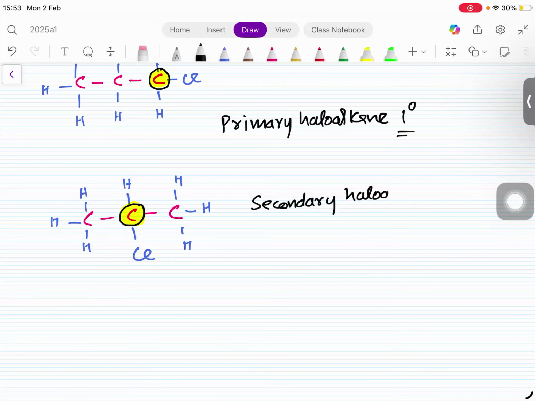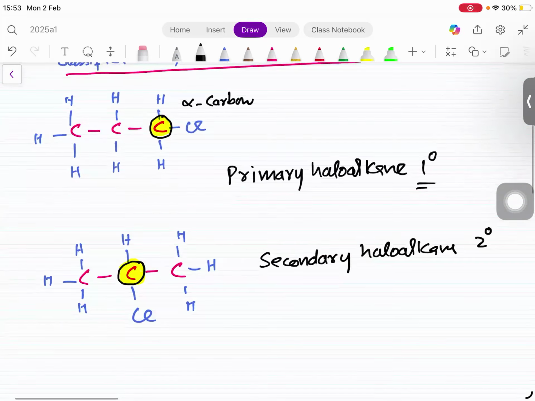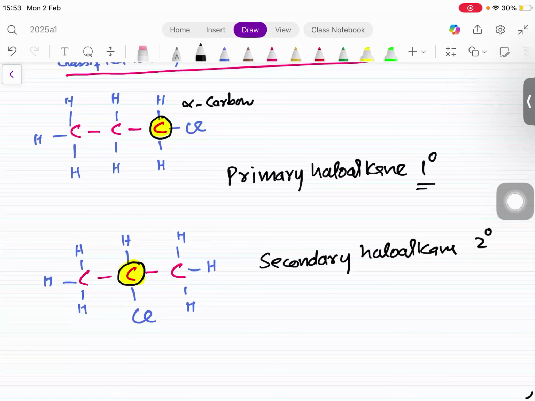Or you can also keep in mind that when the halogen is attached to a carbon other than the terminal carbon, it's a secondary haloalkane; if it is the terminal carbon, it's a primary haloalkane. If it is attached inside the chain other than the terminal carbon, it's secondary. The carbon with which the halogen is attached, just look at that carbon. This is called alpha carbon. The first carbon in the first example and the second carbon in the second example. The alpha carbon has how many hydrogens? So it's primary. How many hydrogens here?